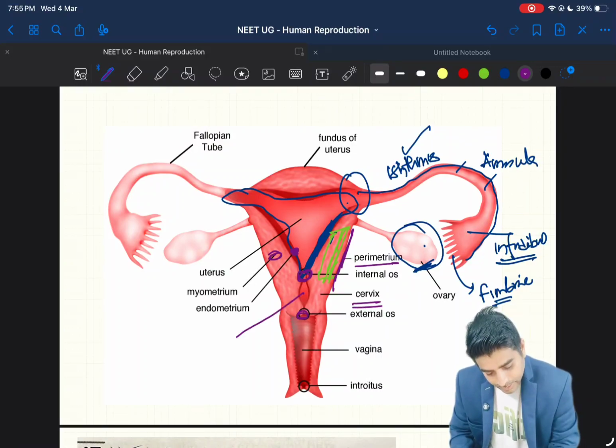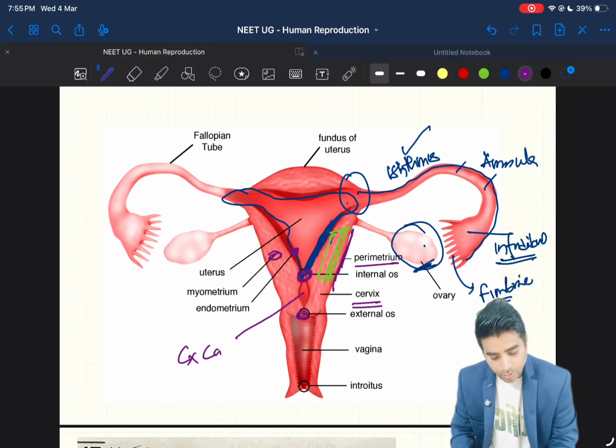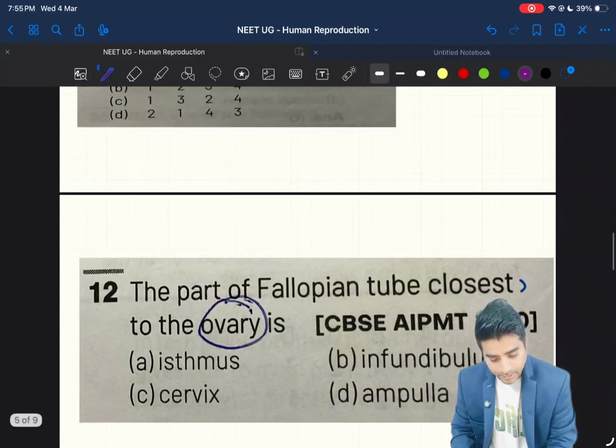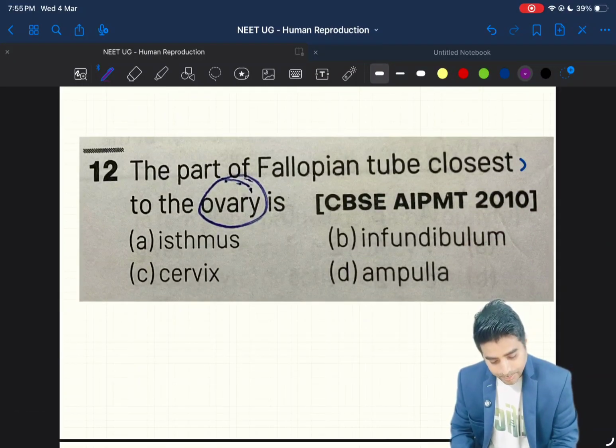And here is the internal os, and there is the external os. In between this is the cervix, and this canal we call the cervical canal. And this part is the vagina.